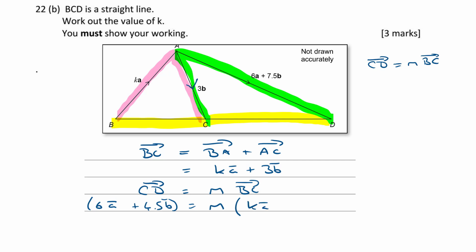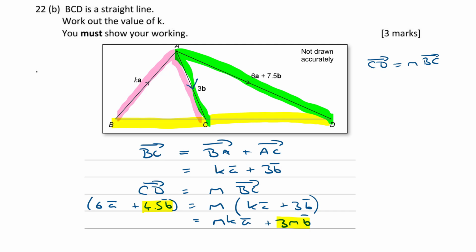is equal to some scalar multiple of our new vector that we found, ka plus 3b. Okay? Now we can compare like with like. So we've got 4.5b is equal to, well, we can multiply this out if we want to. That might be easier to see. Let's just multiply that bit out. Equals mk lots of a plus 3m lots of b. Okay, so then we can directly compare these. So 4.5b is equal to 3mb. So comparing the b parts, 3m then must be 4.5.